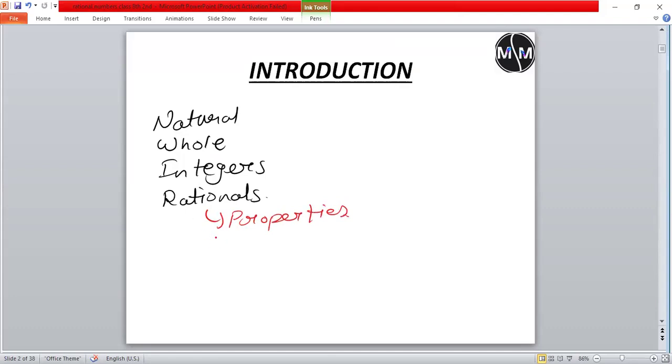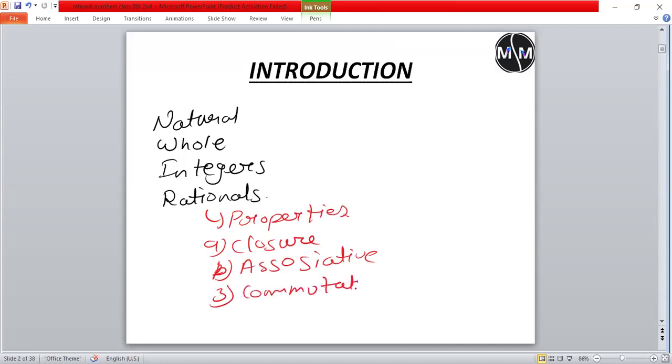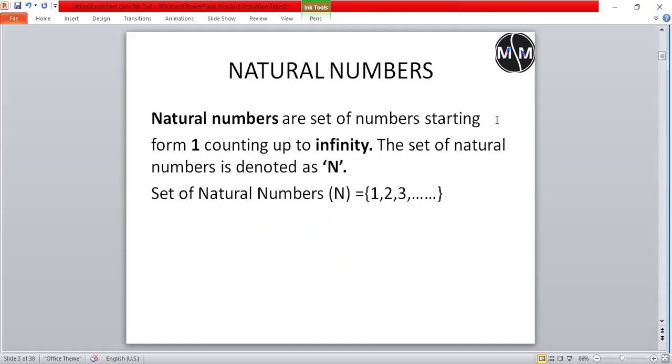We will read approximately four properties: first, closure property; second, associative property; third, commutative property; fourth, distributive property. And then we will solve the exercise questions. So let's start with natural numbers.